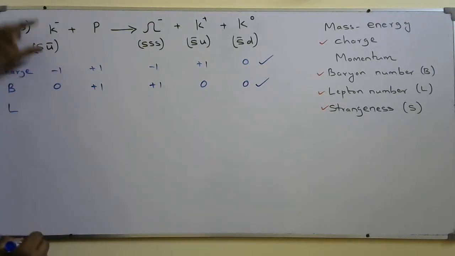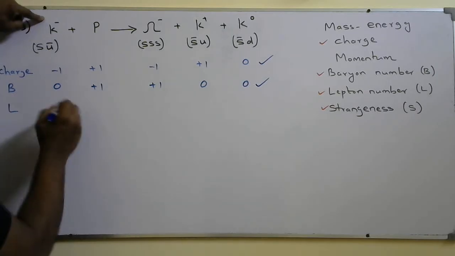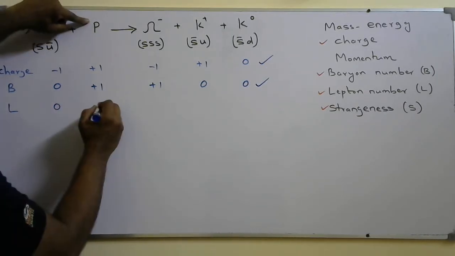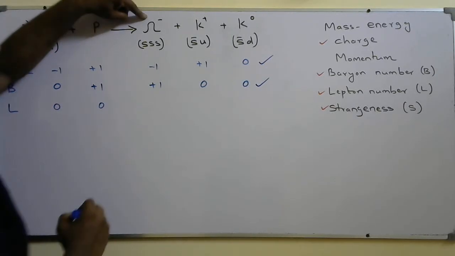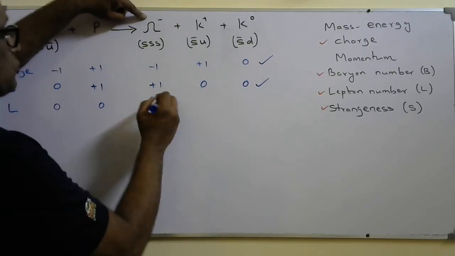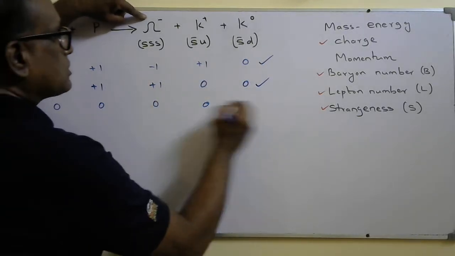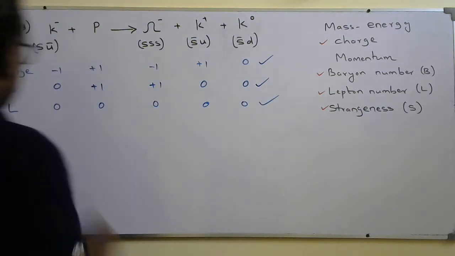Then lepton number. It has no leptons because it's a hadron made of quarks. So lepton number 0. Proton is a hadron, lepton number 0. Omega is a baryon, it's a hadron. So all are hadrons. So lepton number 0, conserved.